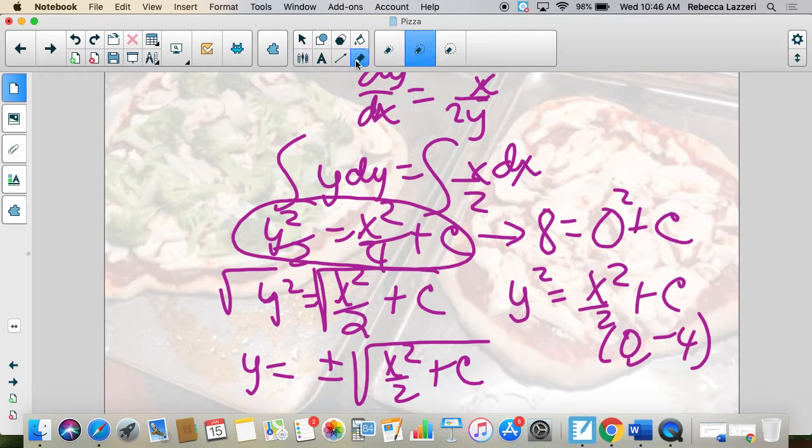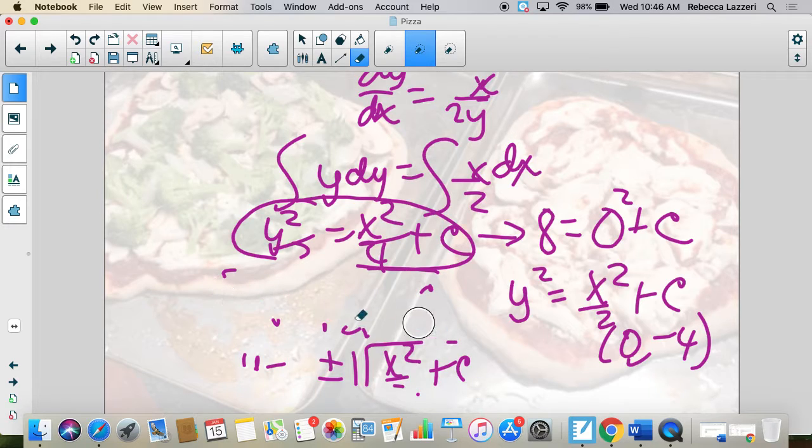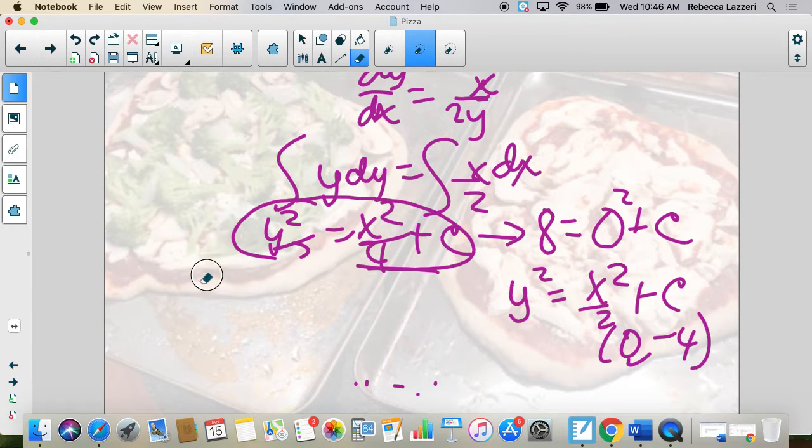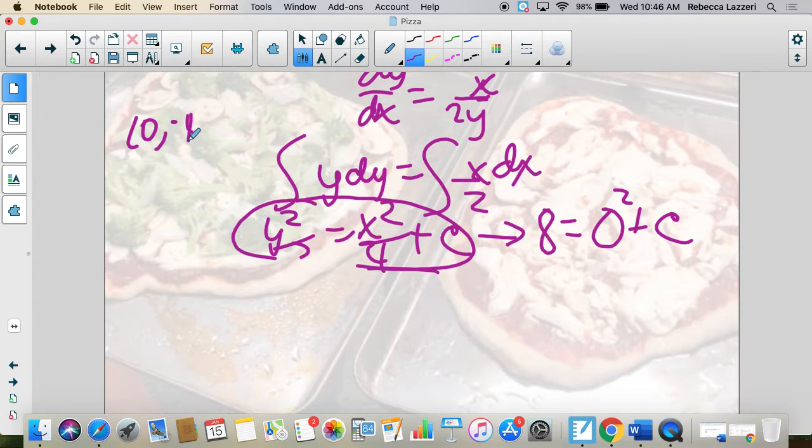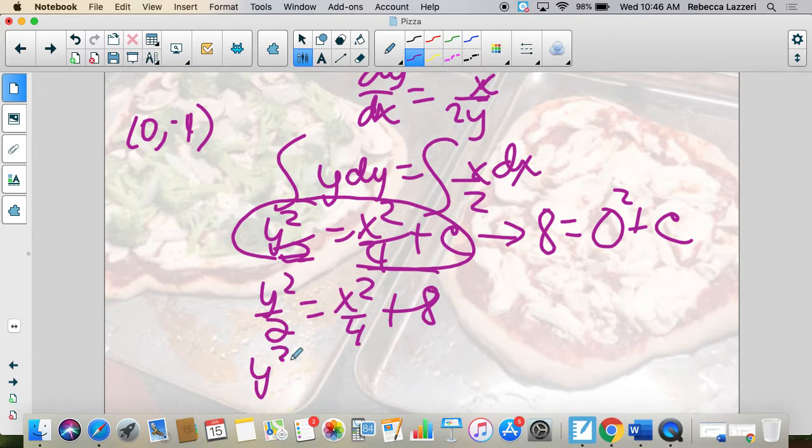So let me pause for a minute and say I haven't gone this far. Once I integrate, I could go in and fill in the point they give me right then, or I could wait and fill it in later, and your C always works out with what we need. If I do it right now, I think I got C was 8. So I have y squared over 2 equals x squared over 4 plus 8. So I get y squared is 1/2 x squared plus 16.